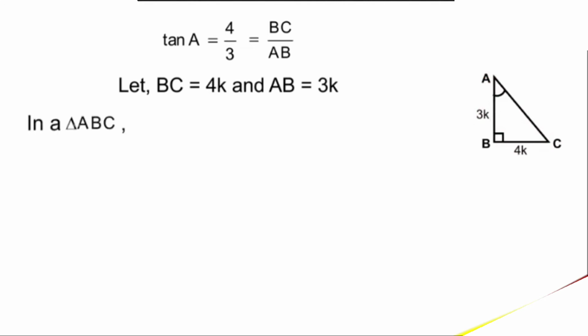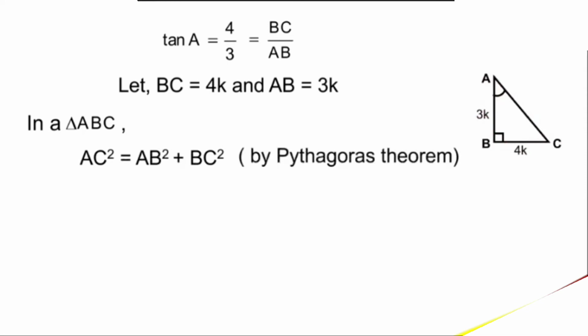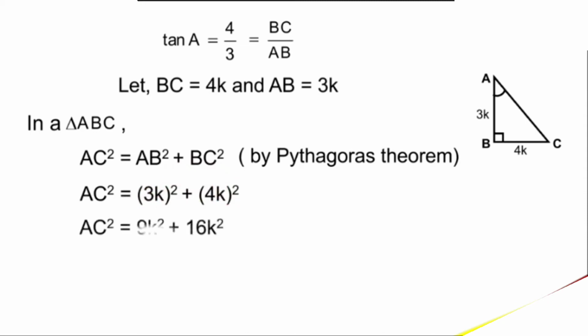Children, we know that in triangle ABC, AC square is equal to AB square plus BC square by Pythagoras theorem. Now let us substitute the values of AB and BC in this equation. Then we get AC square is equal to 3k whole square plus 4k whole square. Now let us take the squares for 3k and 4k. Then we get AC square is equal to 9k square plus 16k square.